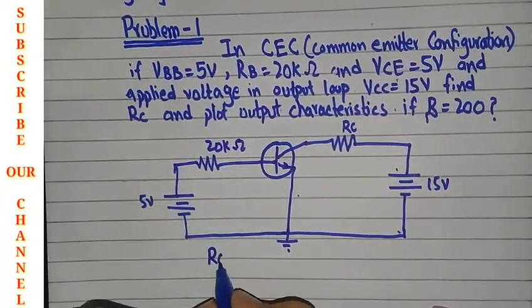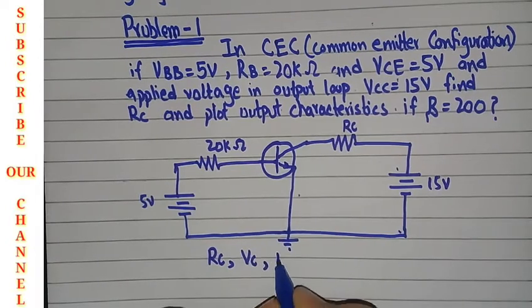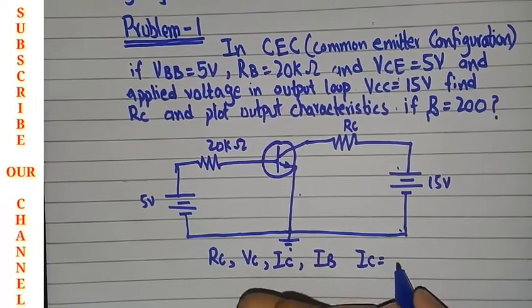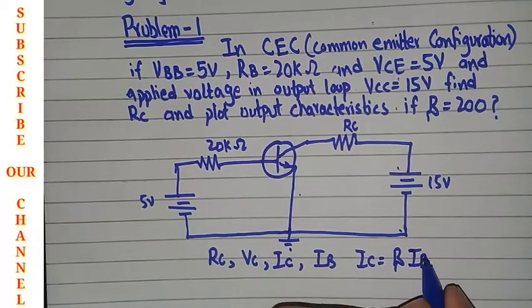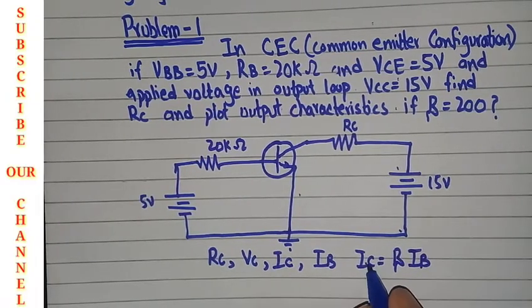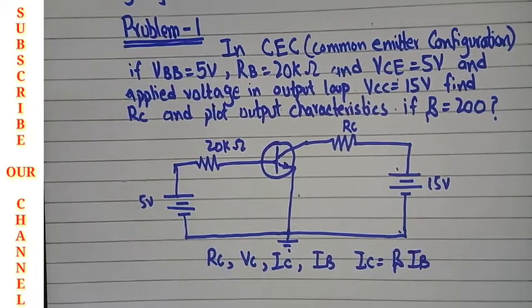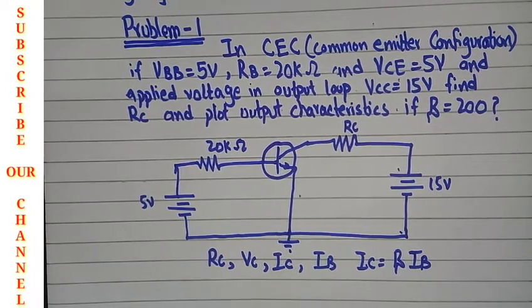The RC will be connected with VC. If you find VC, then you will find RC from there, and to find VC you will first have to find IC, and to find IC you will first have to find IB, because IC is equal to beta times IB. As beta is given, if you find IB you will find IC, and from IC you will find VC, and from VC you will find RC, and then you plot the output characteristics of this problem. So guys, first we find the base current.